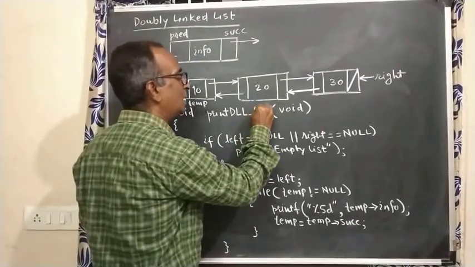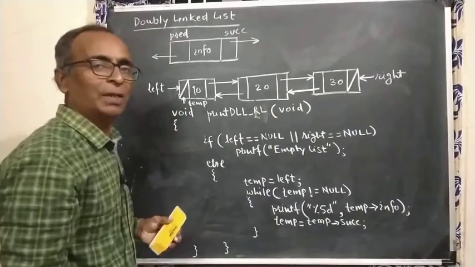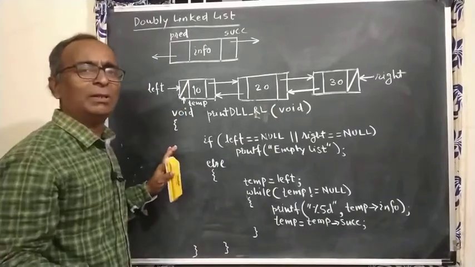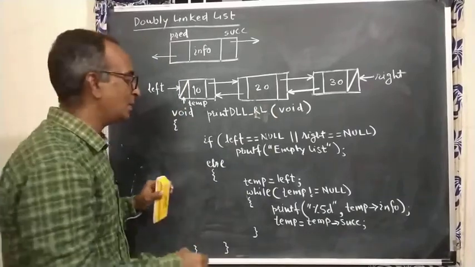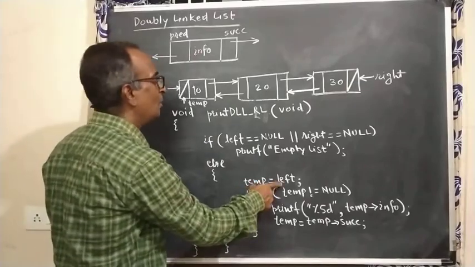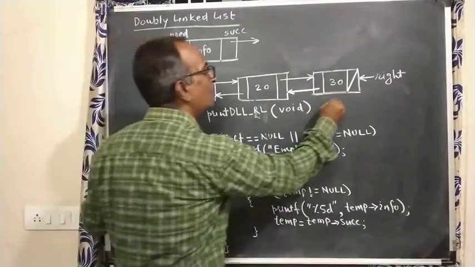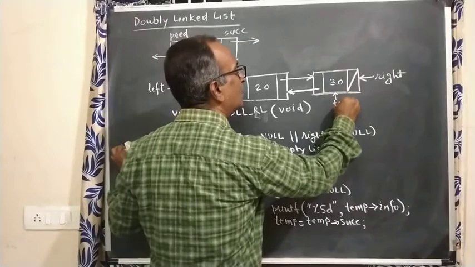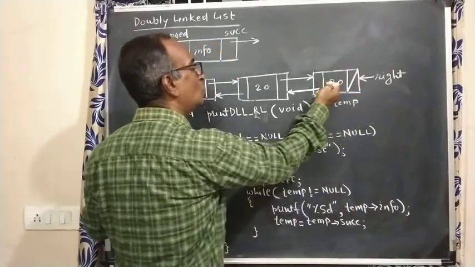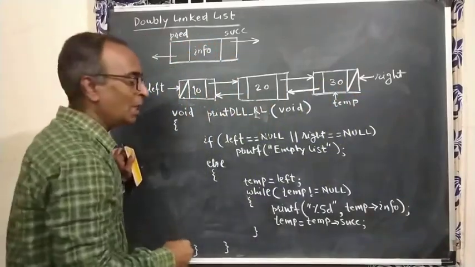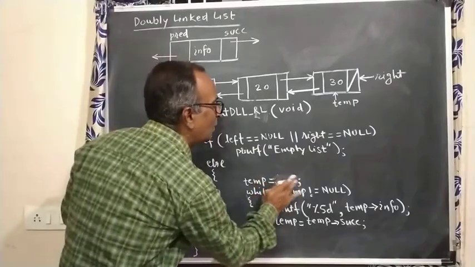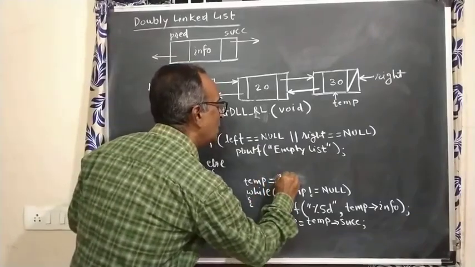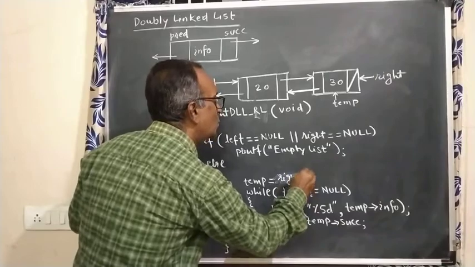I'm changing the function name to right to left. Again, everything will be the same, only some difference. Instead of left, now you are starting temp from the right hand side, because you are printing first this node, then this node, then this node. So instead of left, what do you have to give here? You have to change it to right.